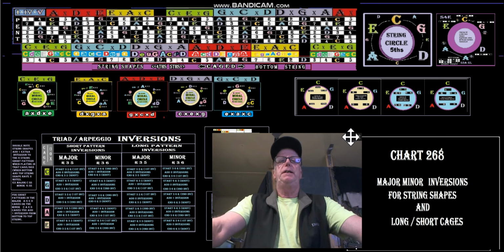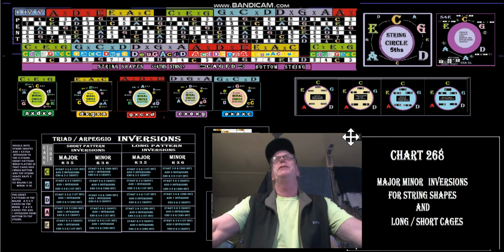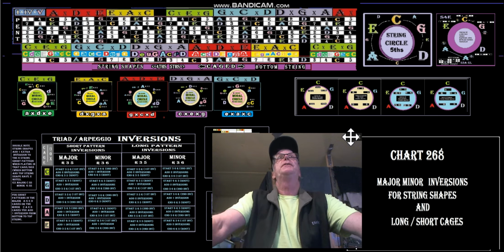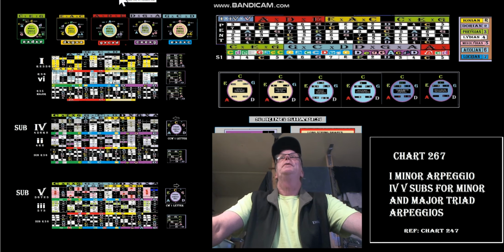And 269 is the precursor for 270. One would assume that the precursor for this was 267, but that's not entirely necessary. So we see here 267, minor arpeggio, 4/5 subs. This is a 4/5 sub chart, and we will be using the subs, the substitution of the fourth and the fifth CAGED, pentatonic, and tritonic shapes into the cage that we're playing, the diatonic, the one cage.